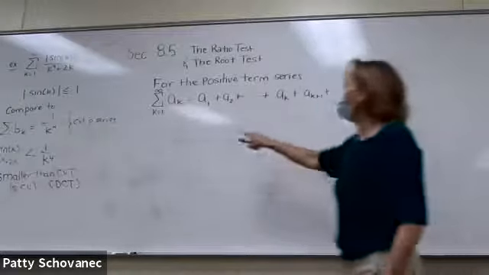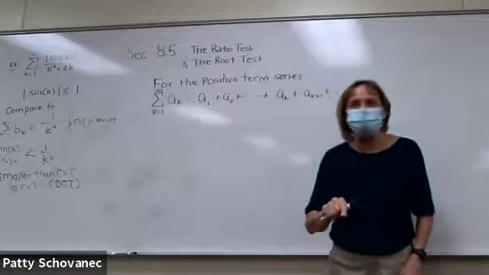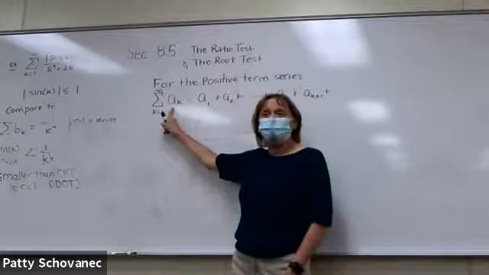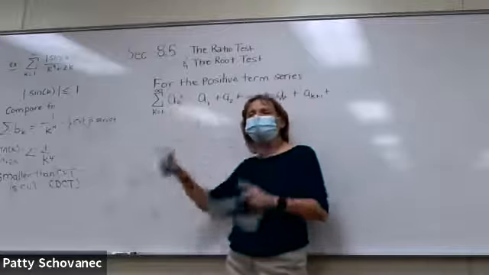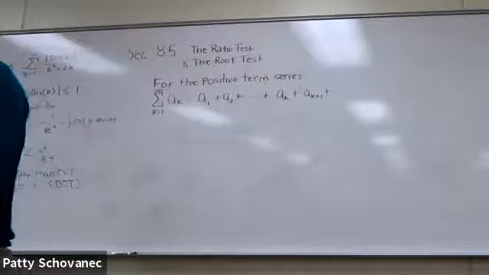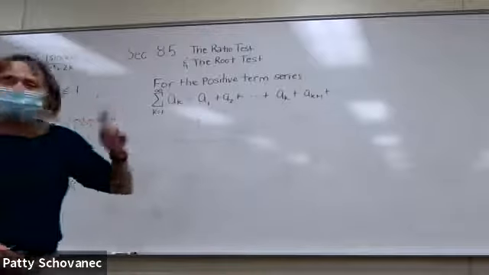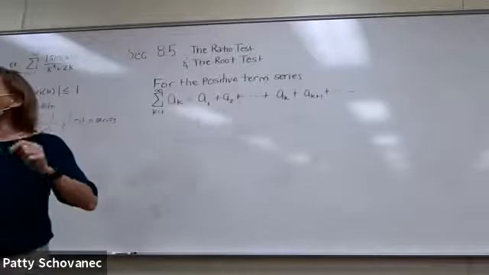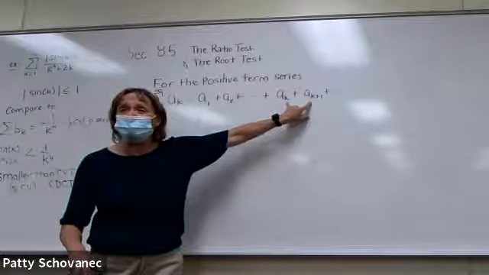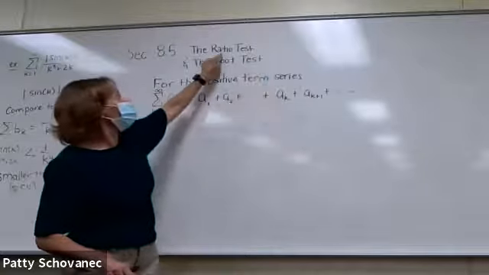In order for this series to converge, we said a necessary condition for convergence was that these terms eventually go to 0. But that's not a sufficient condition. We need them to go to 0 fast enough so that the sum stabilizes out. One way to tell if the terms are going to 0 fast enough is to look at the ratio of consecutive terms and look at their limiting behavior. And that's what the ratio test does.